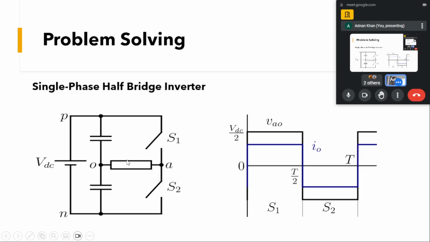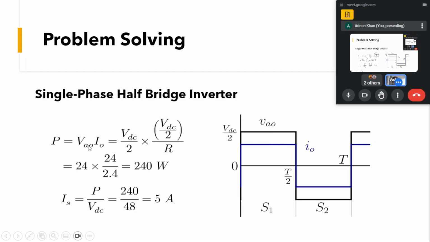You can see we have a single phase half bridge inverter like we saw. If we turn on S1 we get a VDC by 2 voltage, and if I turn on S2 I get a minus VDC by 2 voltage. Since the load is resistive, the current will be in phase with the voltage. So the current will have the same shape as this voltage, with a peak value equal to VA peak divided by R.